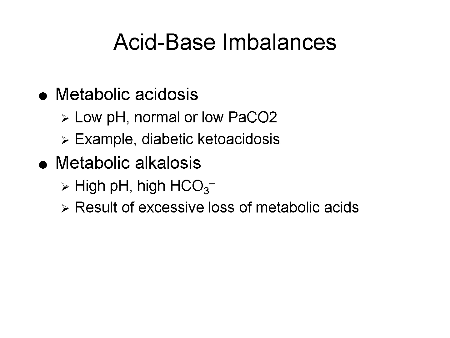Metabolic acidosis occurs when there is a decrease in blood pH, often accompanied by a normal or low partial pressure of carbon dioxide. A common example of metabolic acidosis is diabetic ketoacidosis, where excessive acid production overwhelms the body's buffering systems. On the other hand, metabolic alkalosis is characterized by an elevated blood pH and an increased bicarbonate level. This condition typically results from an excessive loss of metabolic acids, such as through prolonged vomiting or diuretic use.